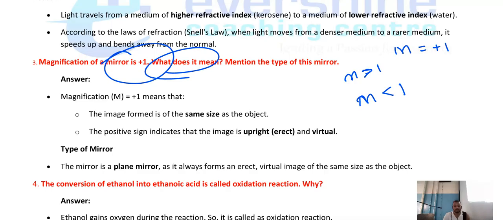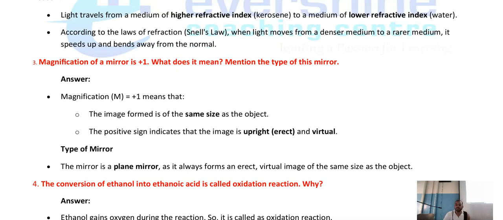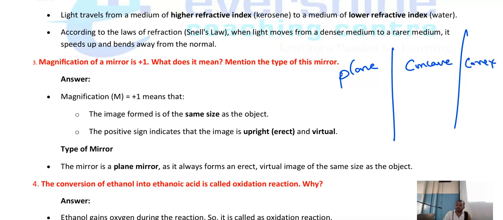And which type of mirror is it? It is a plane mirror. Because if magnification is +1, we get a plane mirror, because the size of the object and the size of the image remain the same, only in a plane mirror. Here we have three types of mirrors: one is concave mirror, another is convex mirror, and the other is plane mirror. Remember this point. So these are the different types of mirrors.